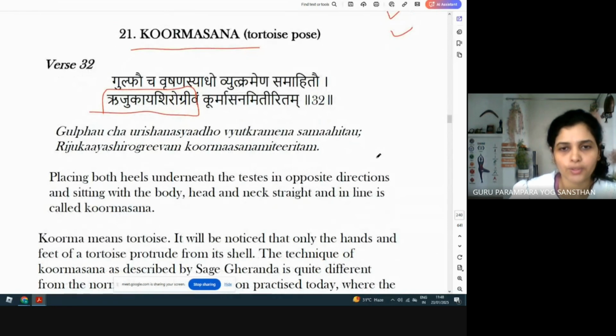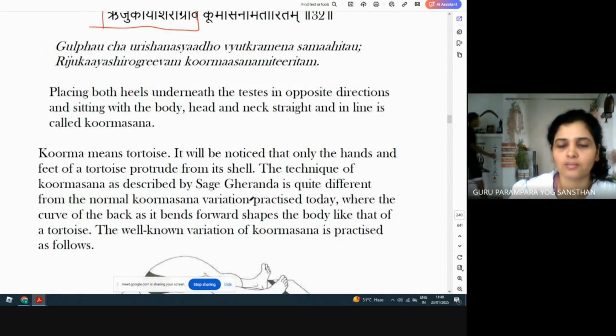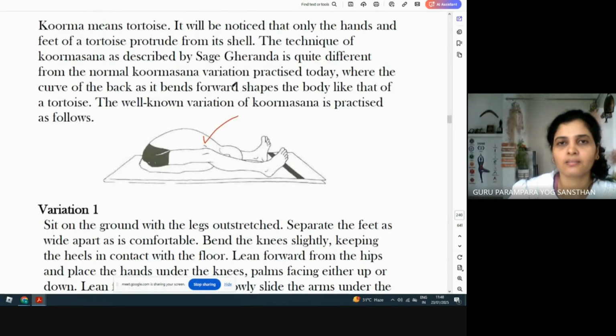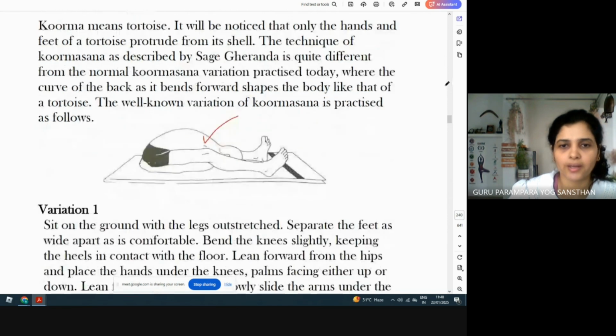Other things are not important. Placing both the heels underneath the testes in opposite direction and sitting with the body, head, neck straight in a line is called Kurmasana. Not like that. We are saying just sit straight, placing your heel behind and sit straight.